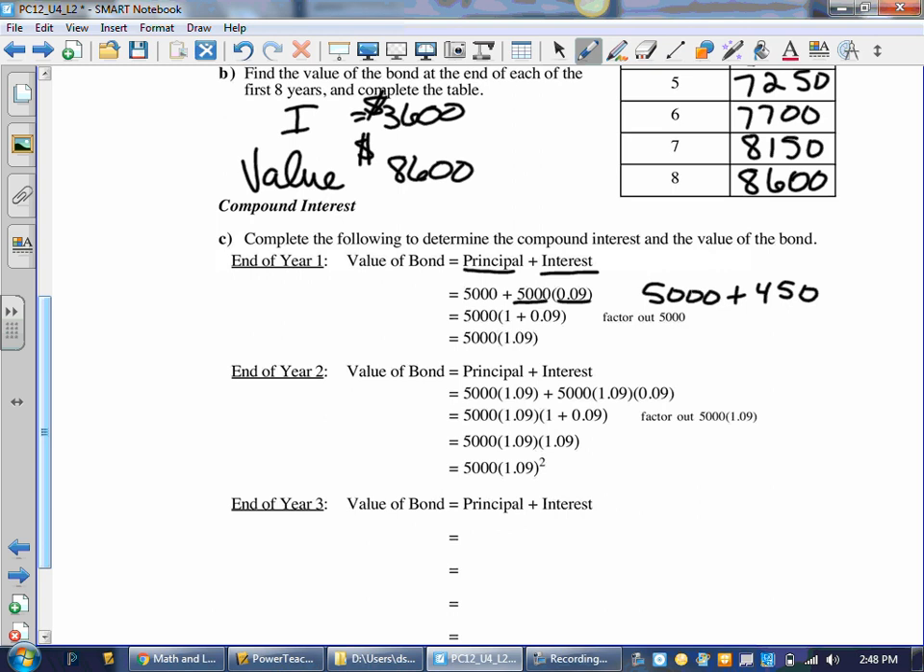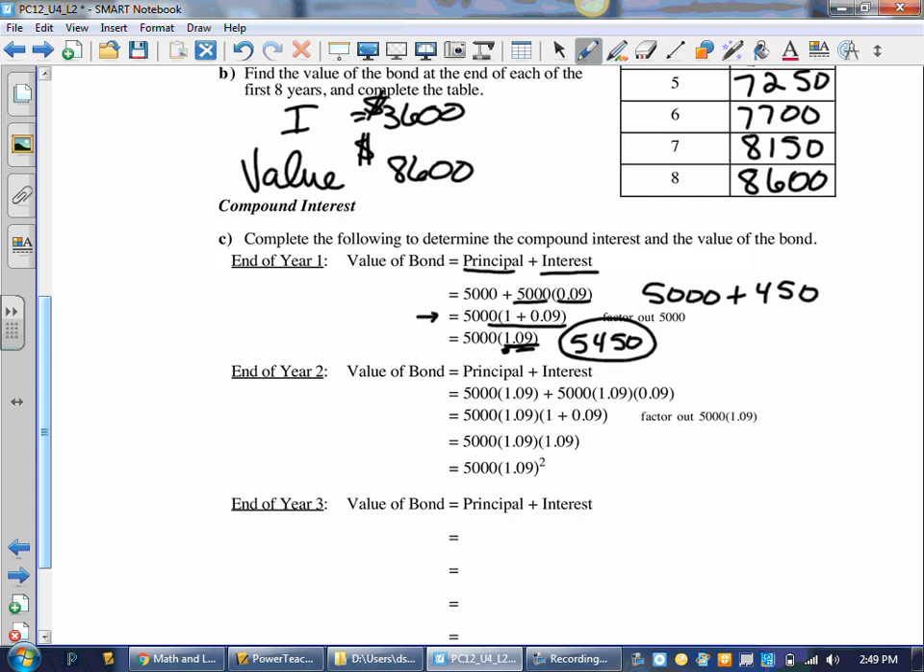Now, if you want to come up with the equation for this, we take the 5,000 and factor it out, and that is important. So really 5,000 times 1.09. Think of the 1 as being the original amount that you had, and the 0.09 as being the extra that you're going to get with the interest. And so when you do that 5,000 times 1.09, you'll come up with 5,450.